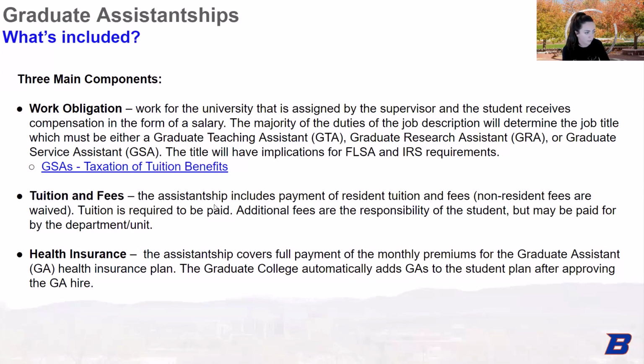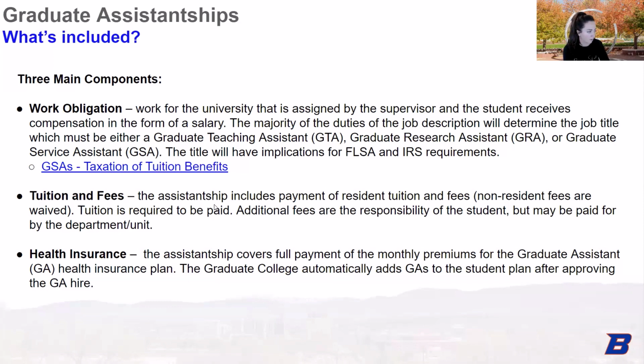Tuition and fees. The assistantship includes payment of resident tuition and fees. If there are any non-resident fees, those will be waived. Tuition is required to be paid with a GA-ship, and additional fees are the responsibility of the student. Additional fees include things like ID cards, e-textbooks, and online fees. The department may pay for them, but they're not required to do so.